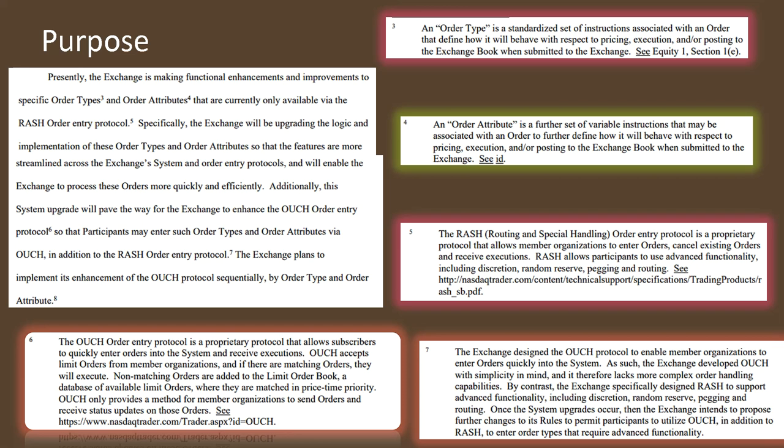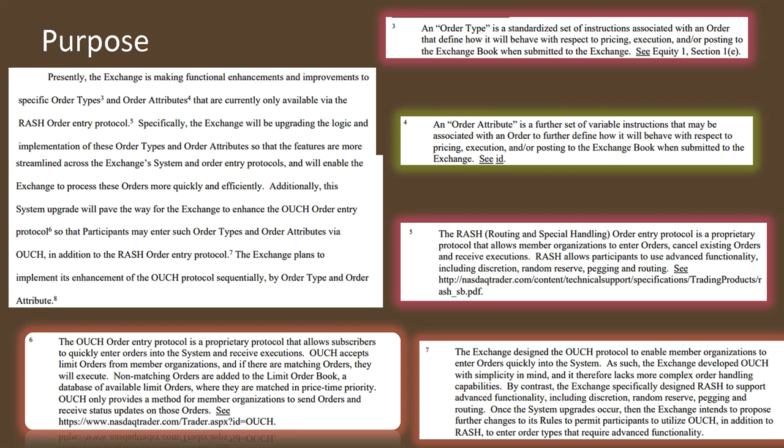Supernote 6, the OUCH Order Entry Protocol is a proprietary protocol that allows subscribers to quickly enter orders into the system and receive executions. OUCH accepts limit orders from member organizations, and if there are matching orders, they will execute. Non-matching orders are added to the limit order book, a database of available limit orders, where they are matched in price time priority. OUCH only provides a method for member organizations to send orders and receive status updates on those orders.